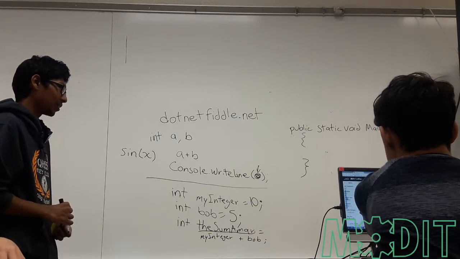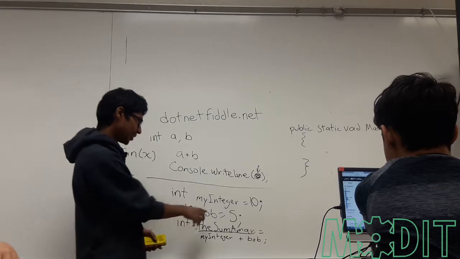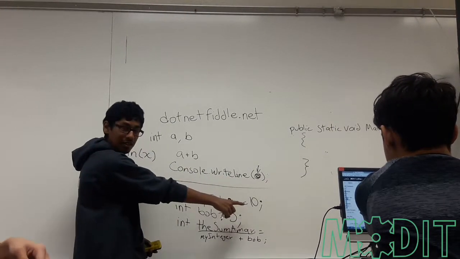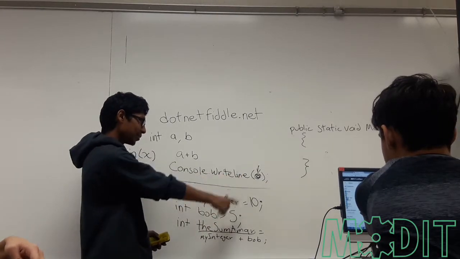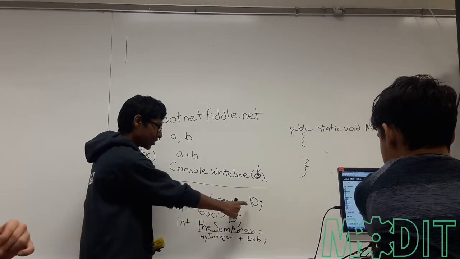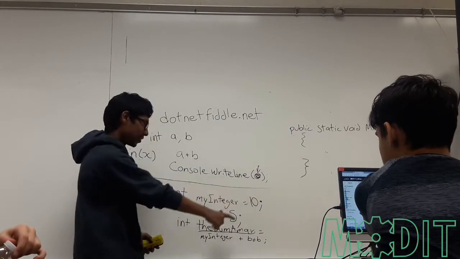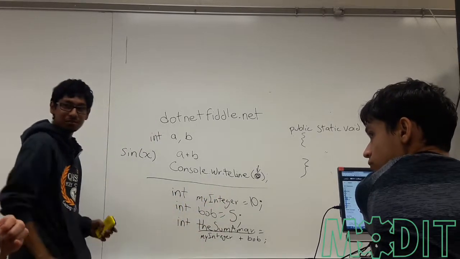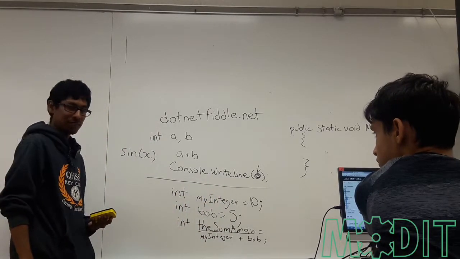It could be any. So if you were to put just my integer in here, it would show you 10. If you were to put just Bob in there, it would show you 5. And if you put the sum, it would show you 15, because we said that the sum is the sum of these two.